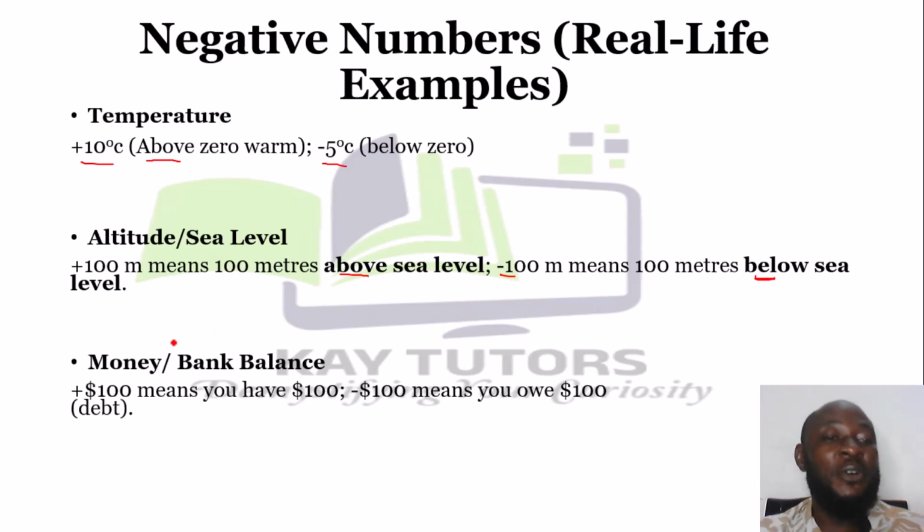Okay, let us look at money in the bank, your bank balance. If you have money, that is your own money, that money is yours. That is positive. So here we have plus $100. It means you have $100. However, whenever you have minus $100, what does that mean? It means you owe $100 and you are indebted to someone. These are a few real-life examples of negative numbers.